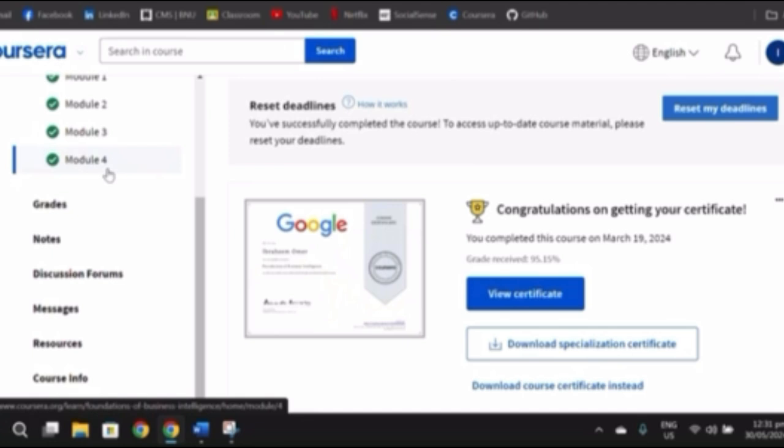Portfolios can be incredibly beneficial in a job search. They provide concrete evidence of your skills and accomplishments, making you stand out to potential employers. A well-crafted portfolio can demonstrate your expertise, creativity, and ability to deliver impactful BI solutions.